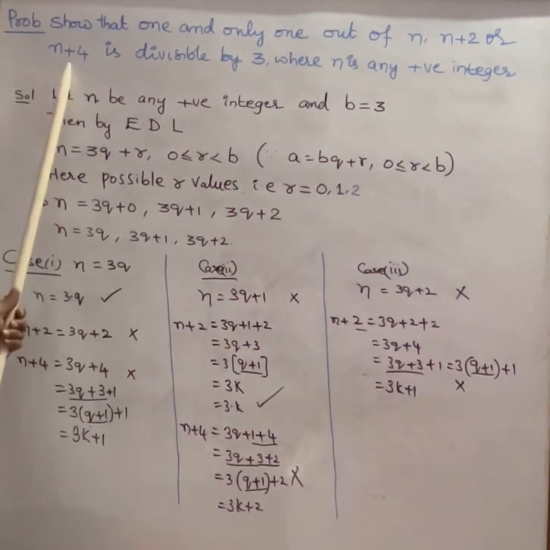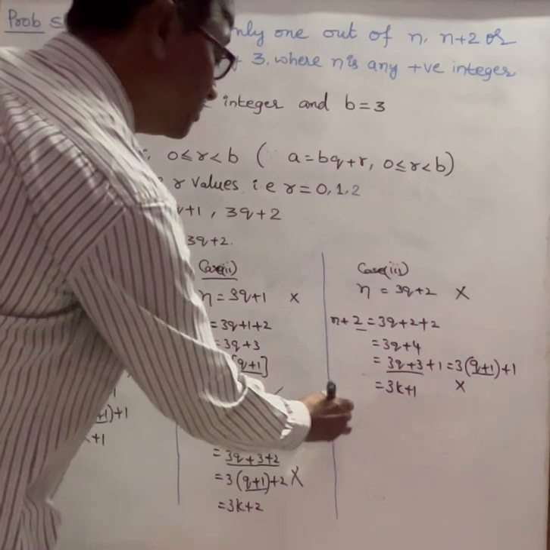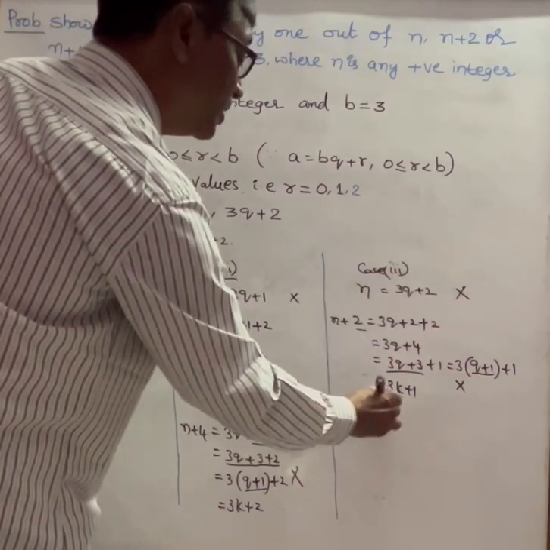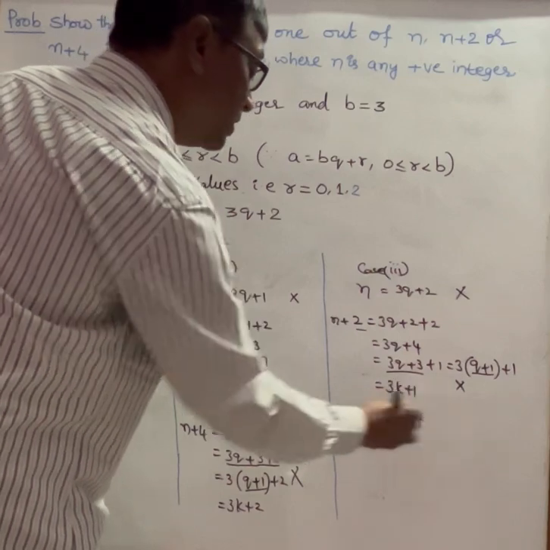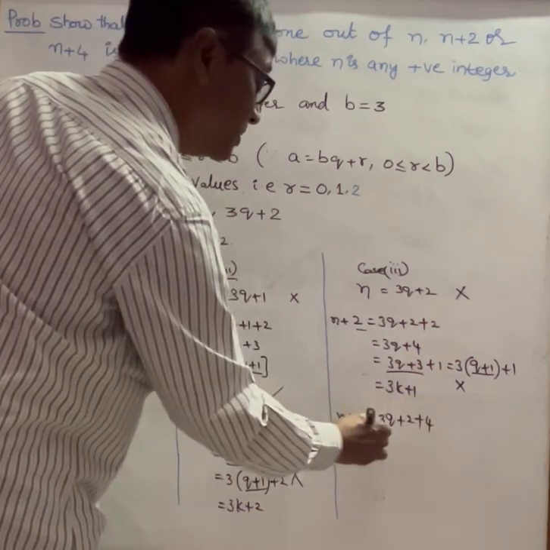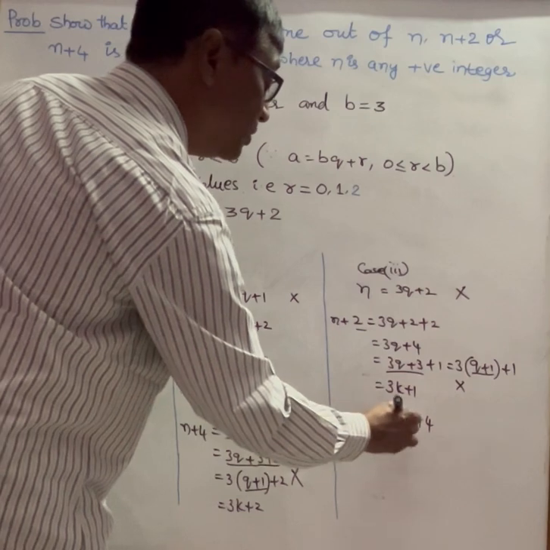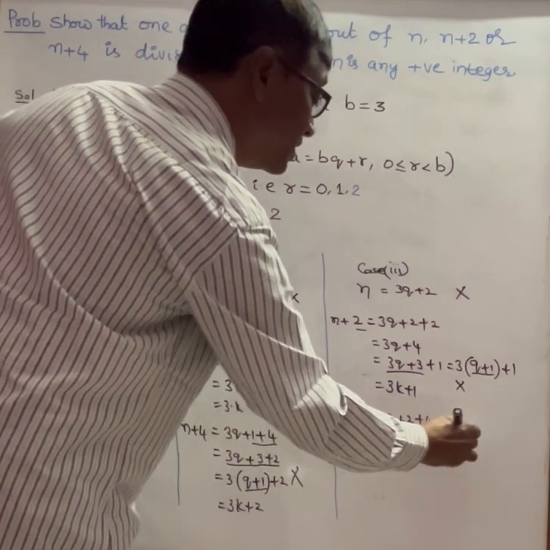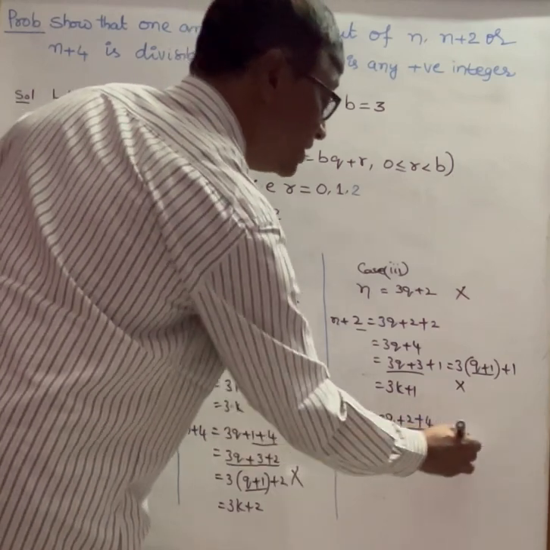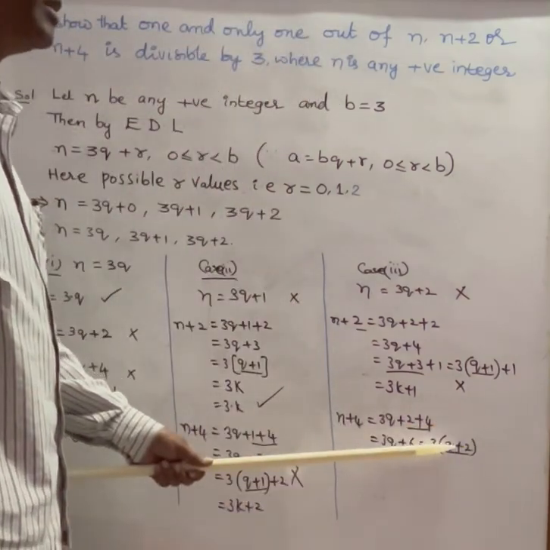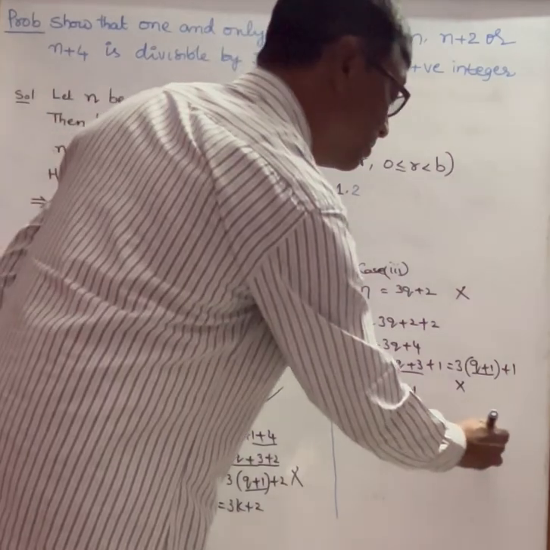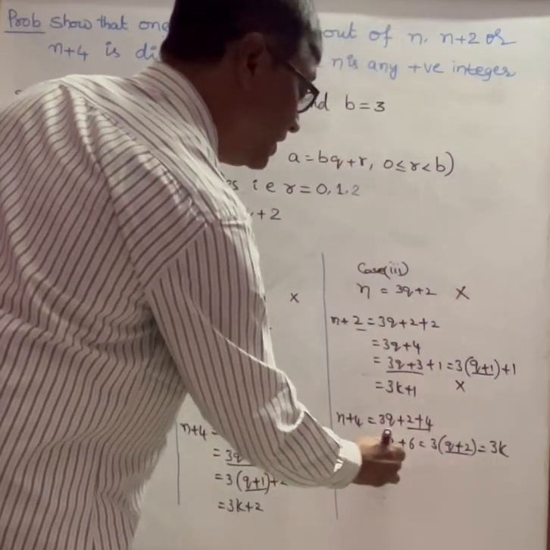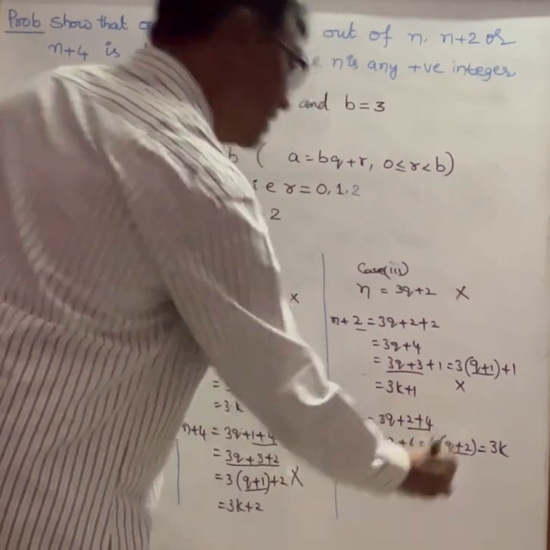Now, find out n plus 4. n is equal to 3q plus 2, so n plus 4 is 3q plus 2 plus 4, which becomes 3q plus 6. We may write 3 into q plus 2. Here q is an integer, so I am replacing q plus 2 by k. Therefore, we write 3k, which is 3 into k, and it is divisible by 3.